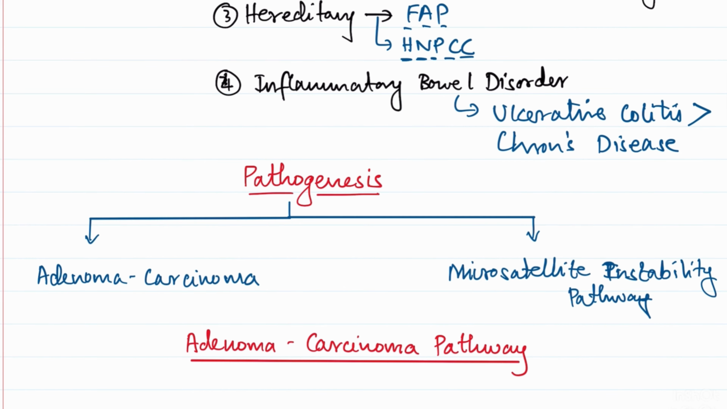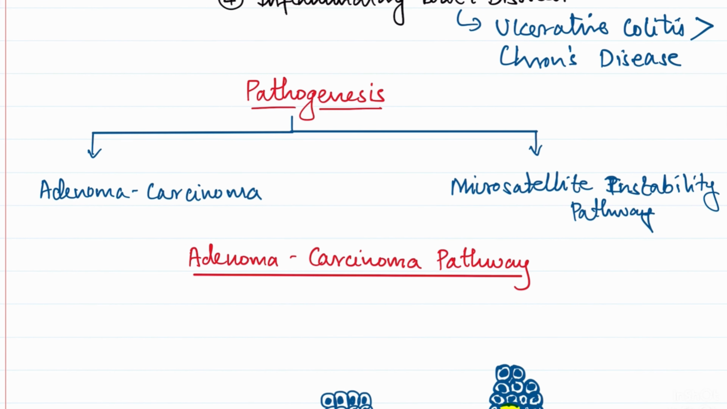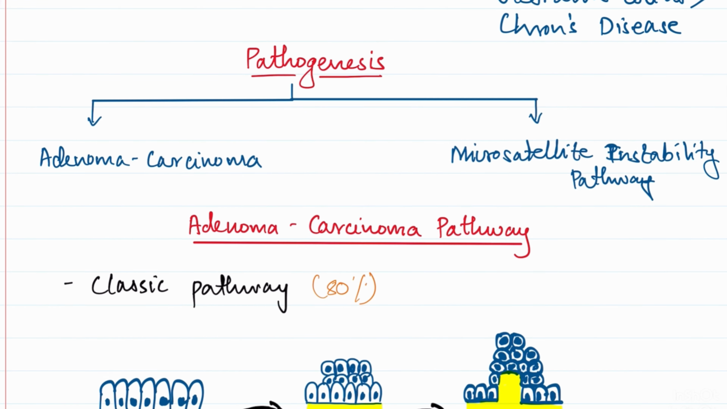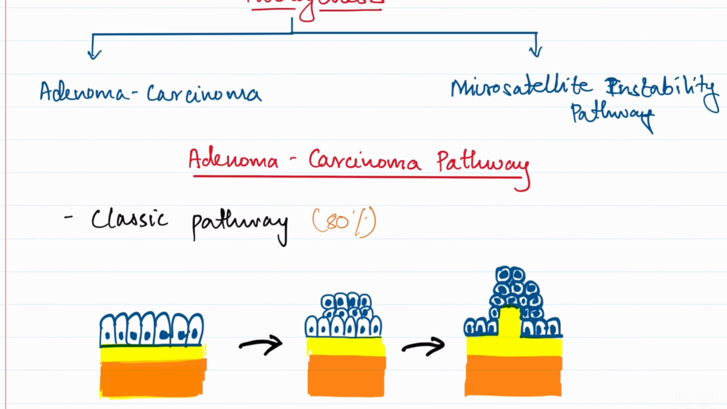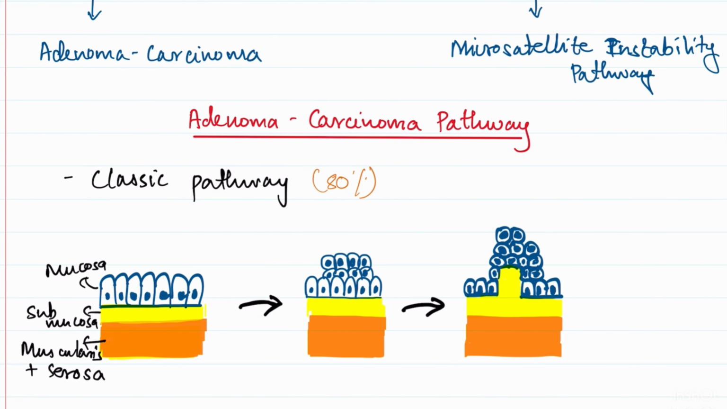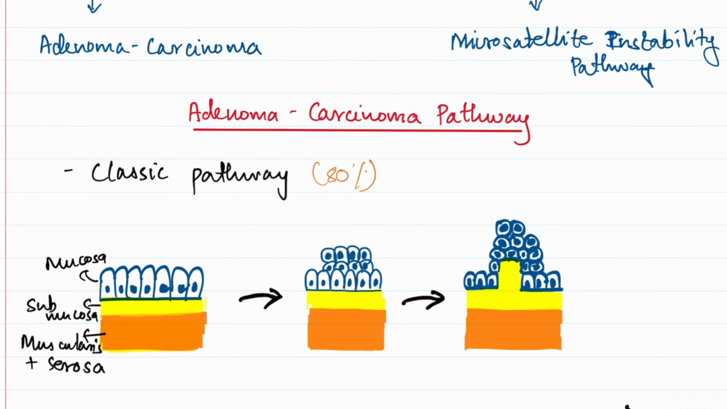We begin with our adenoma carcinoma pathway. This is the classic pathway, and it is responsible for more than 80% of the tumors. So here we initially have a normal colon. This is our mucosa. Here we have our submucosa. In the adenoma carcinoma sequence, a series of mutations occur, and through these mutations the normal colon first forms an adenoma, and later that adenoma develops into a carcinoma.